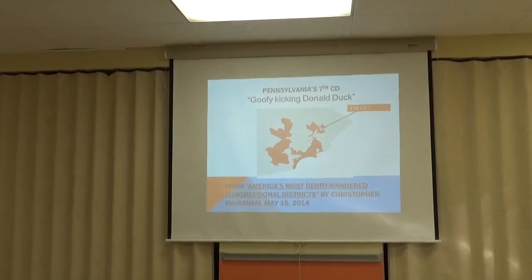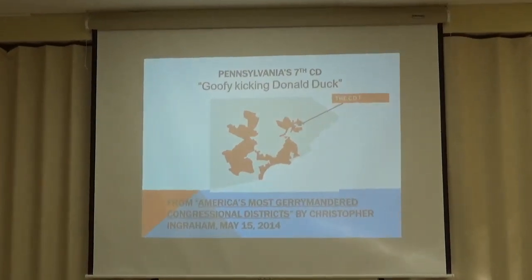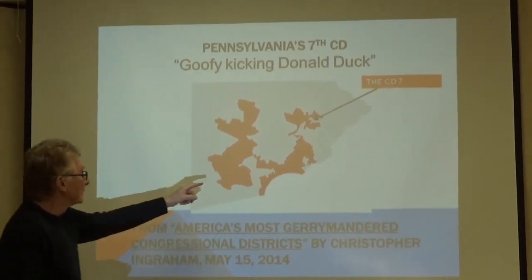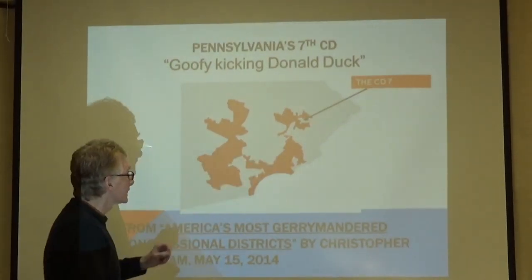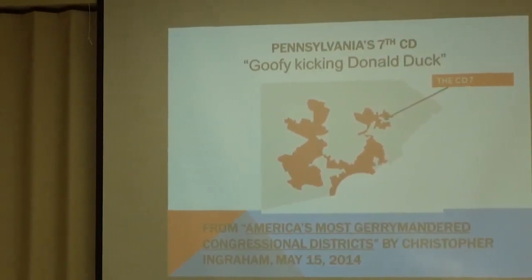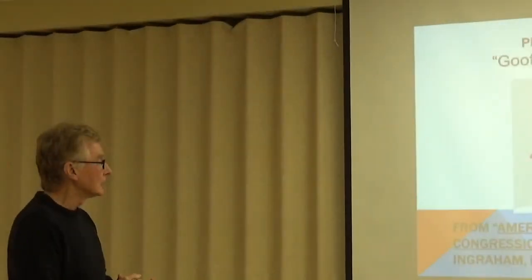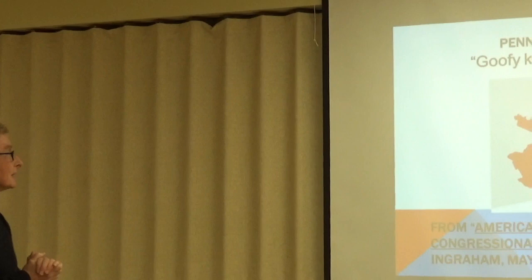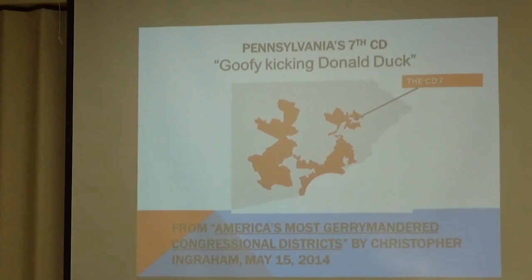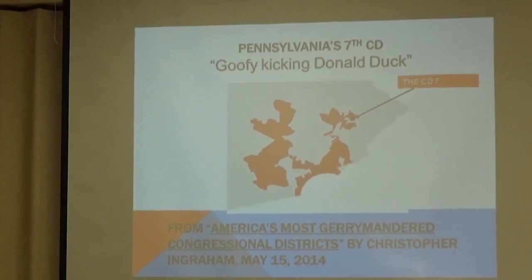So I told you I would show you the 7th Congressional District. As I said, this is one of the most gerrymandered districts in Pennsylvania and in fact in the United States. It encompasses 5 different counties. It is connected very loosely with 2 small connections. One is a parking lot through a pizza parlor. The other is through somebody's backyard. Many people can see Goofy kicking Donald Duck. I just see some ink blots, but you can see this is not the way you should be drawing congressional districts.